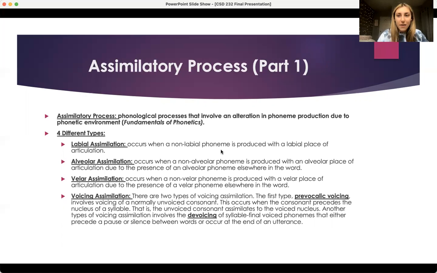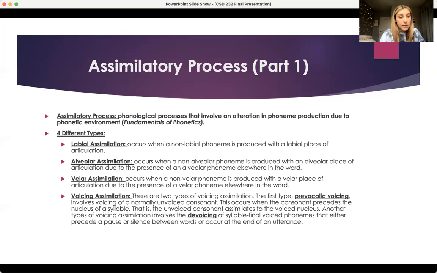So now we're at the final type of phonological process that I'll be discussing, the assimilatory process. This refers to the phonological processes that involve an alteration in the phoneme production due to the phonetic environment. All of my information for this type was found solely in the textbook because we didn't cover it in the slides. But I found that there are 4 different types of the assimilatory process.